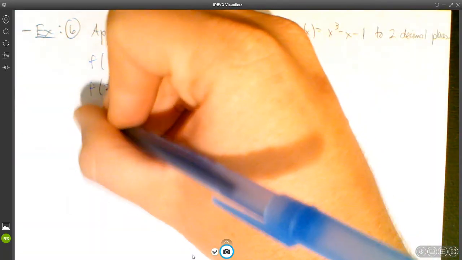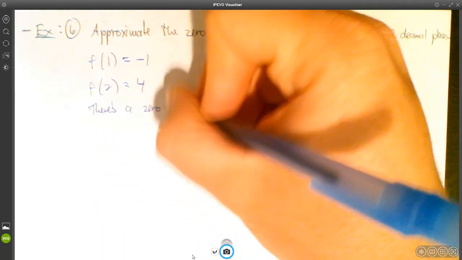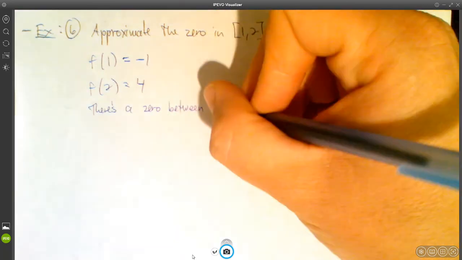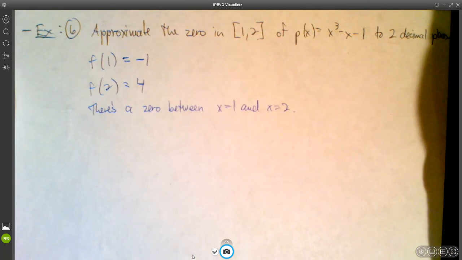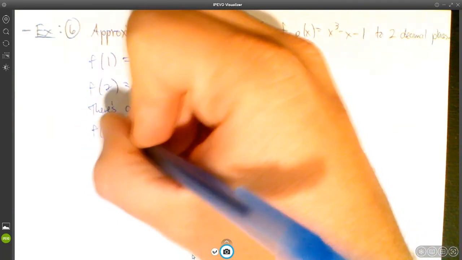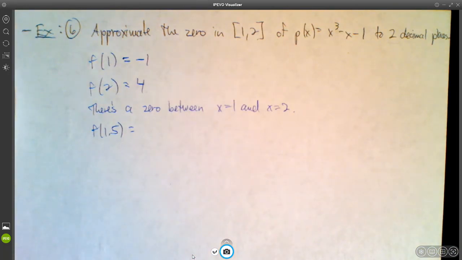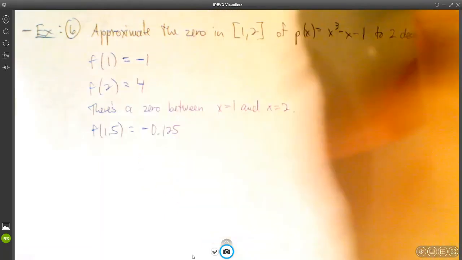So I could say there's a 0 between x equals 1 and x equals 2. Well, we already knew that going into the problem, but let's try to narrow down where that 0 is. So I might plug in a value in between those, like f of 1.5. Let's see what we get. F of 1.5 is negative 0.125. What does that tell us?